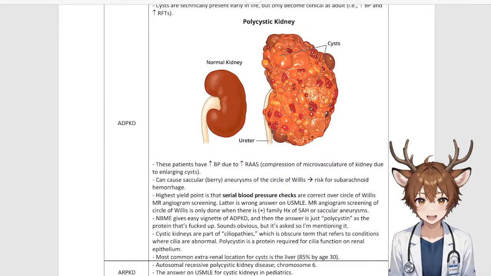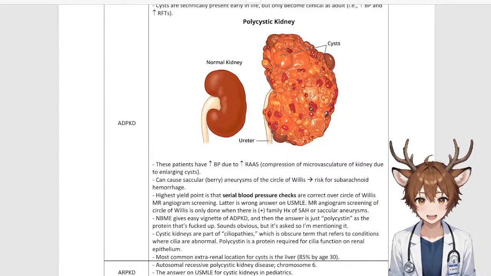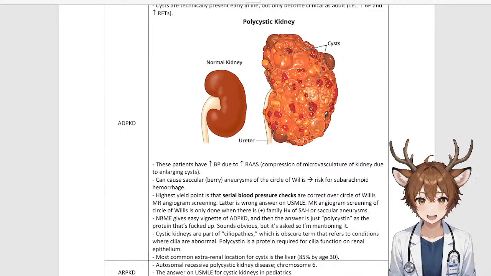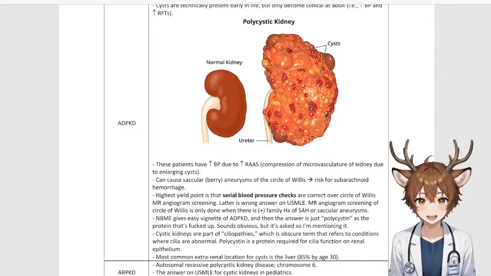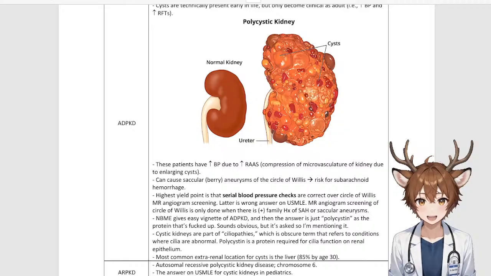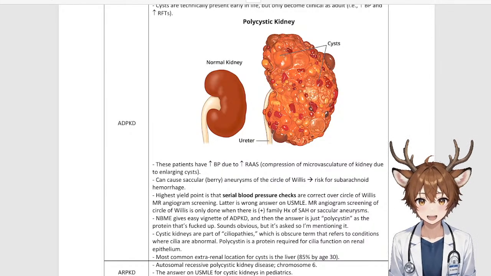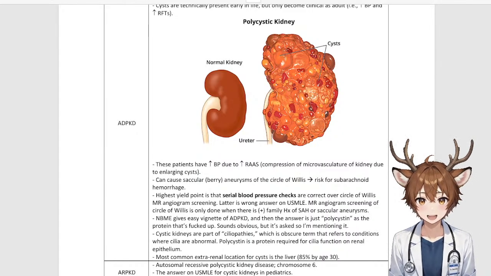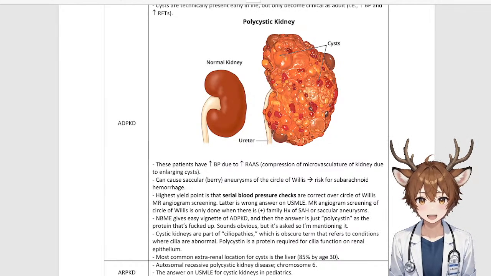This can cause saccular berry aneurysms of the circle of Willis, with risk of subarachnoid hemorrhage. So it's something you will see potentially when you have somebody who has ADPKD. High yield point is that serial blood pressure checks are correct over the circle of Willis MR angiogram screening. The latter is the wrong answer on USMLE. MR angiogram screening of the circle of Willis is only done when there is a positive family history of SAH or saccular aneurysms. So NBME gives you an easy vignette of ADPKD, and then the answer is just polycystin as the protein that's messed up. Sounds obvious, but it's asked, so I'm mentioning it.